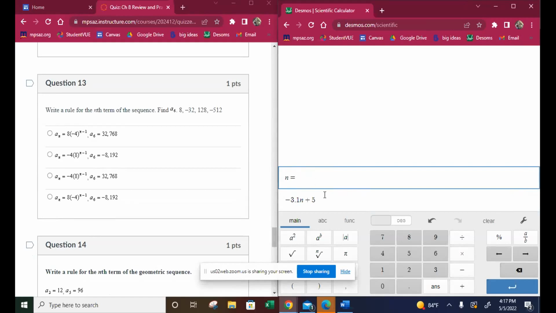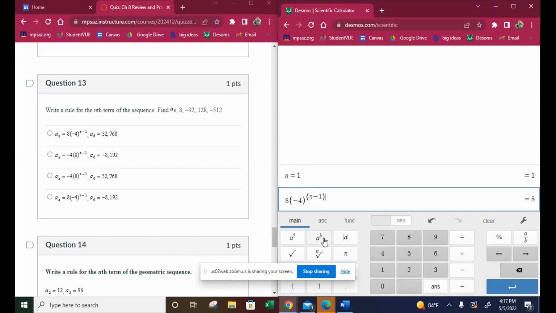This one's slightly different because they're giving you the sequence. So here's what you could do. I'm not saying this is the best way to do it, but you could type n equals 1 in that first position, and you could try each of the multiple choice answers and see which one gives you 8. And when you do your exponent, it has to be in parentheses. Okay, so see how that's 8?